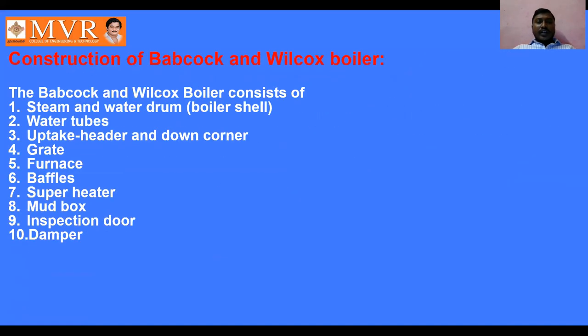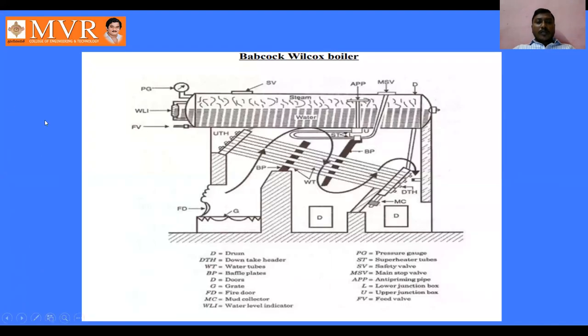Once again, I am going to explain the Babcock-Wilcox boiler working principle. The water is contained in the half portion of the boiler shell, and the other portion of the shell contains steam. The water in the boiler shell enters the downtake header through this long pipe. After entering the downtake header, the water enters the water tubes. The water which has low density rises up to the uptake header.